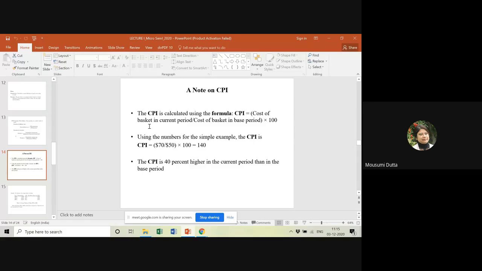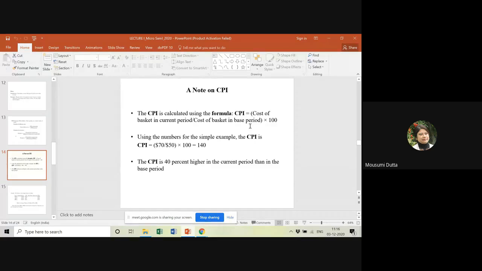Suppose the cost of basket in 2020 December divided by cost of basket in, say, if we consider 2005, or 2015 will be better. 2015 is the base year. So the cost of the same basket at 2015 prices, and then you have to multiply with 100.